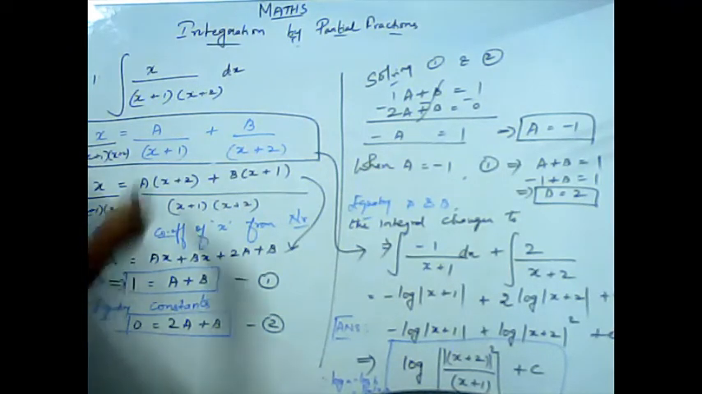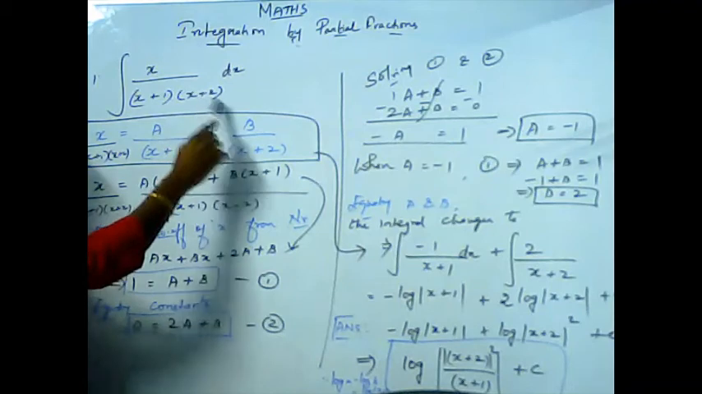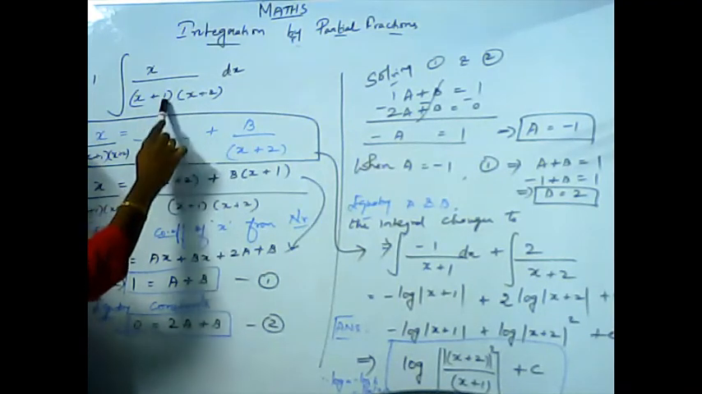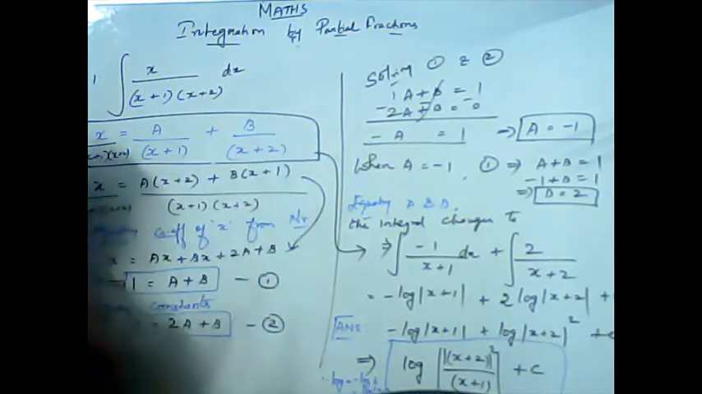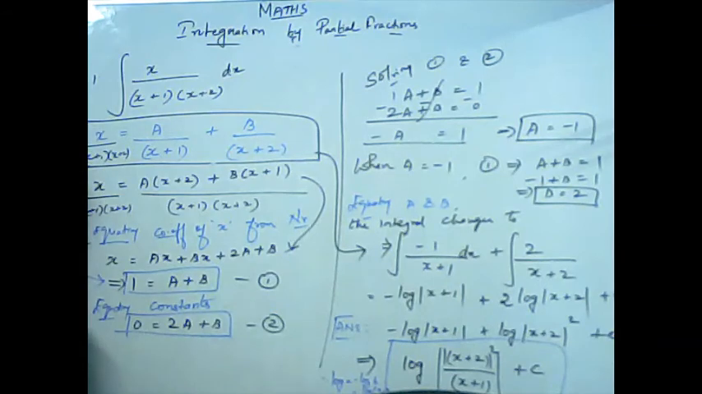When it comes with three factors, you have to split it as A by x plus 1 plus B by x plus 2 plus C by x plus 3. So that is the simple method which we can use. Then let us do another problem.